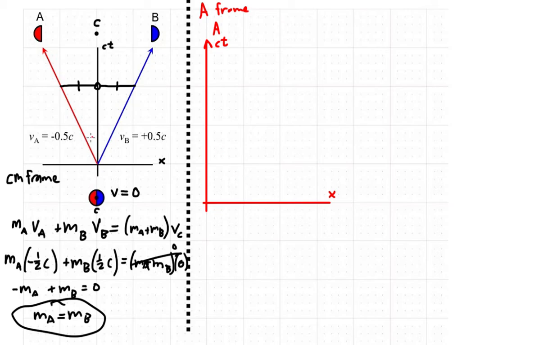The center of mass is moving at half the speed of light, right? If A is moving away from the center of mass at half the speed of light, then the center of mass is moving away from A at half the speed of light. This is just symmetry. There's a symmetry between A and C. So the speed of C has to be half the speed of light. It has to be going the opposite direction as A is going relative to the center of mass.